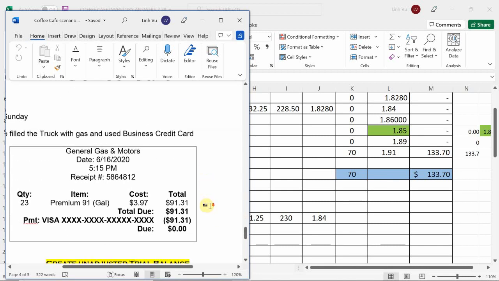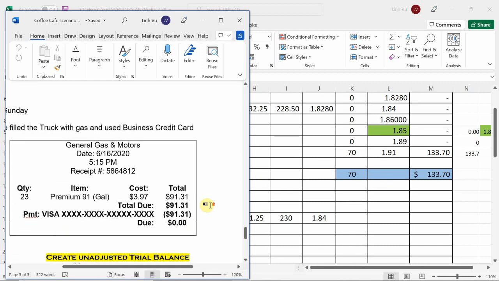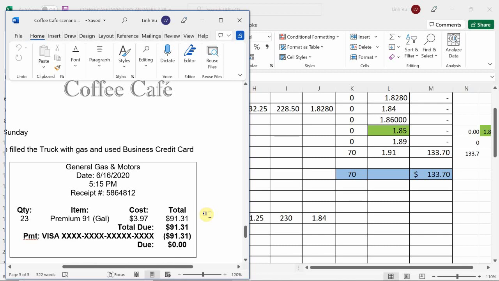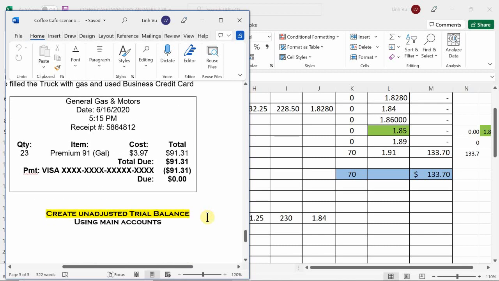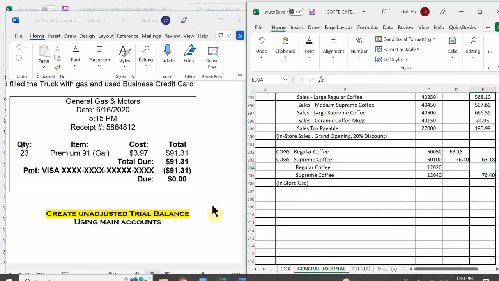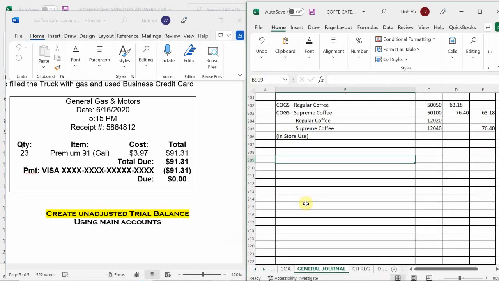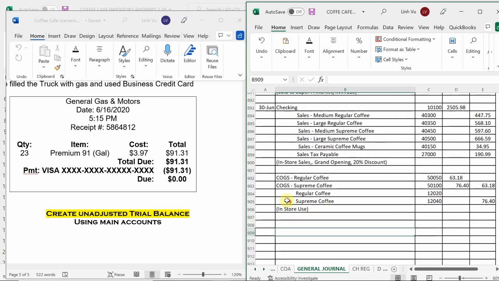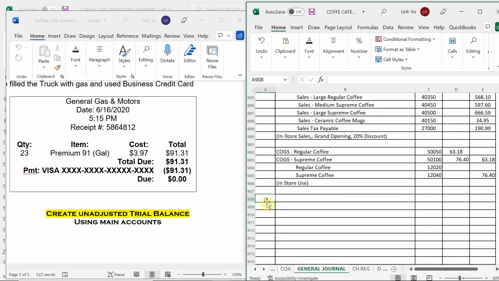So the very, very last transaction of the day says here that Bob filled his truck with some gas and used a business credit card. So here is the receipt. That's the last thing we've got to do, some travel expenses, because we bought more gas for the truck since Albert's been driving a lot and needs to fill up. So that's the last transaction for June 30th: travel expenses.